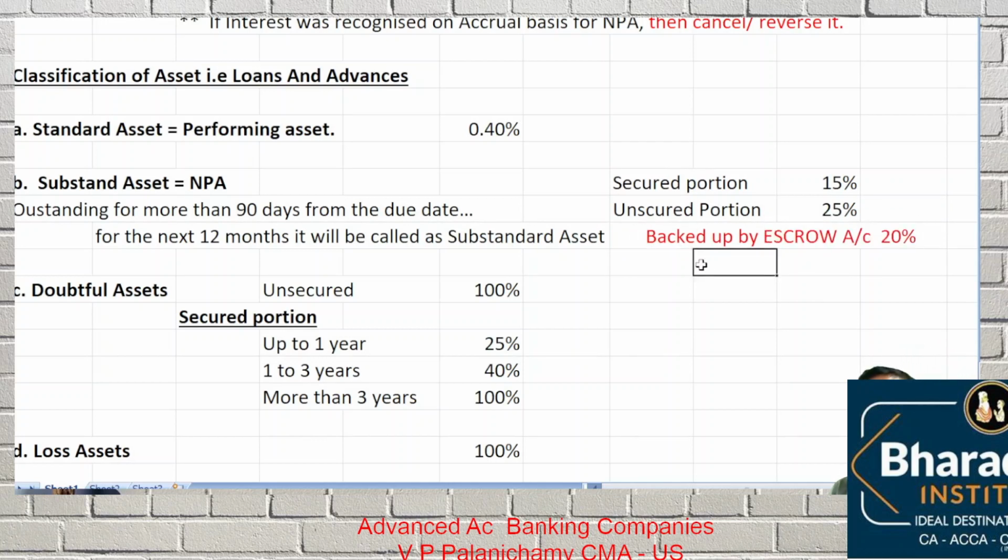Secured portion of NPA 15%, unsecured portion of NPA 25%. If it is backed up by an escrow account opened as per the legal requirement, that is 20%. Simple examination: escrow account, take 20%. There are so many circumstances in which the company law will ask you to open which account? Escrow account, nothing but a bank account.